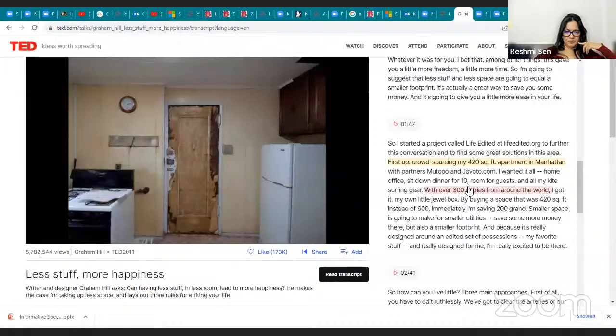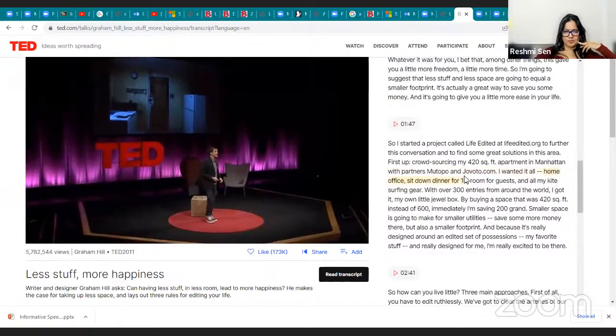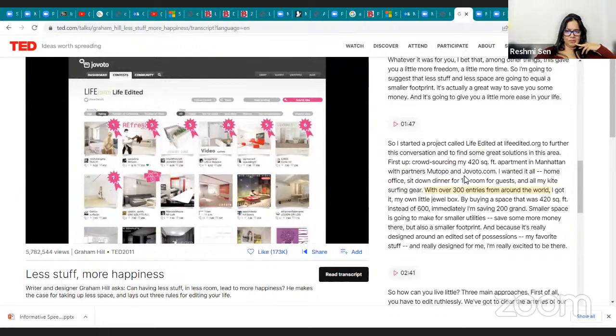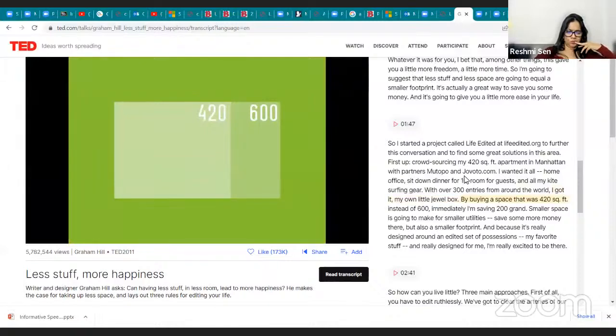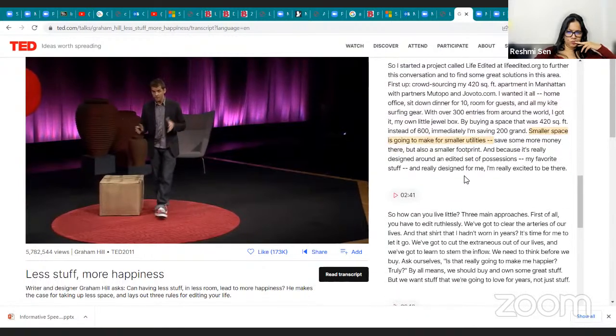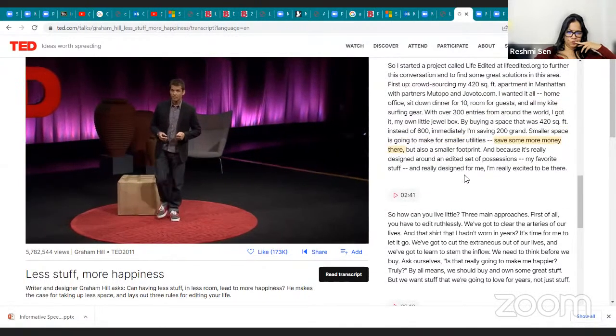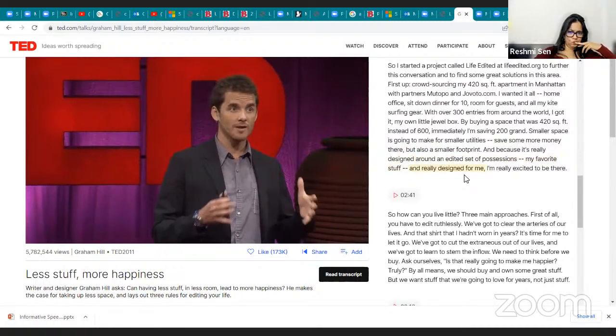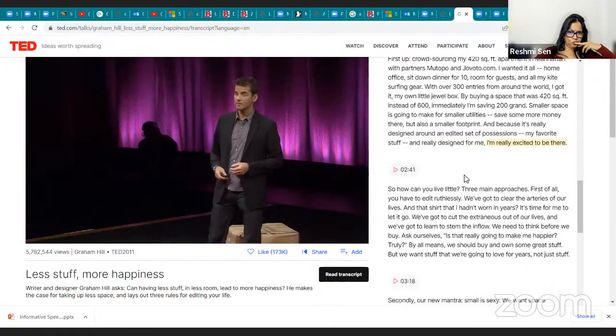First up, crowdsourcing my 420 square foot apartment in Manhattan with partners Mutopo and Juvoto.com. I wanted it all. Home office, sit down dinner for 10, room for guests, and all my kite surfing gear. With over 300 entries from around the world, I got it, my own little jewel box. By buying a space that was 420 square feet instead of 600, immediately I'm saving 200 grand. Smaller space is going to make for smaller utilities, save some more money there, but also a smaller footprint. And because it's really designed around an edited set of possessions, my favorite stuff, and really designed for me, I'm really excited to be there.